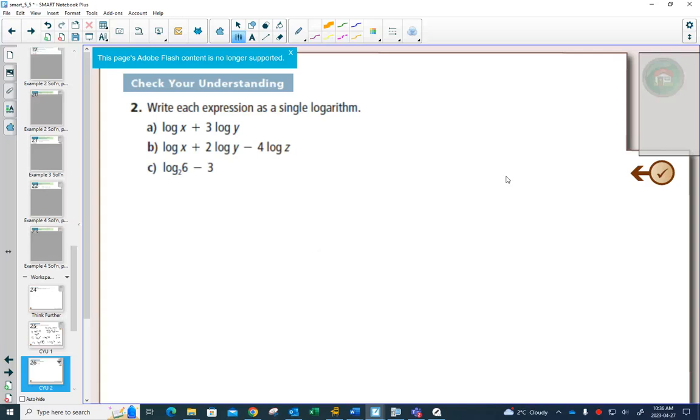Question 2 is asking us to simplify again. This time they're saying, write each expression as a single logarithm. So in A, we have log x plus 3 log y. And logs are fussy. You have your 3 log laws.